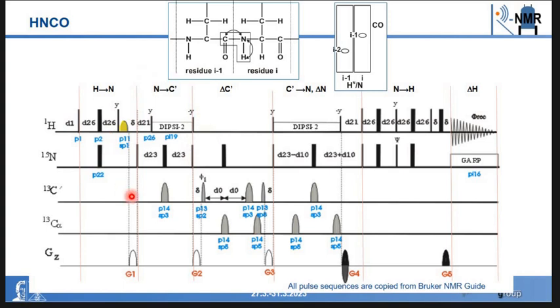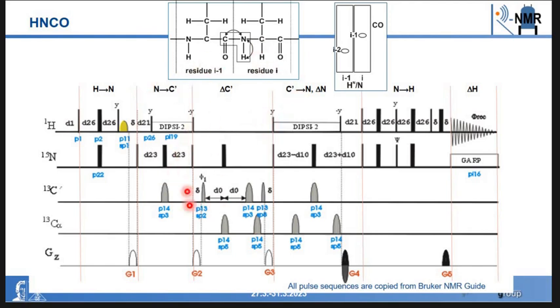In the next INEPT step, and you see here, we have always some delays. And in the middle, we have these broader pulses that are 180-degree pulses. In the next step, I have the same pattern. In the middle of this delay between the three, I have again the 180-degree pulse. This is another INEPT. Here, I transfer the magnetization from the nitrogen to the carbonyl.